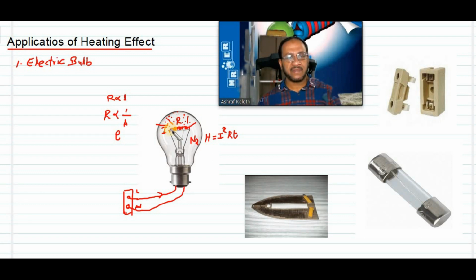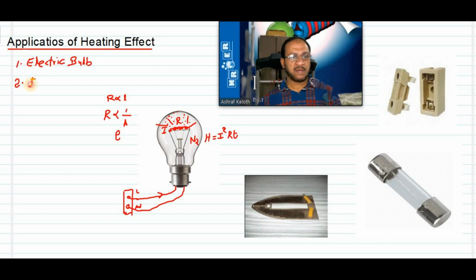An LED bulb has no filament like this. The working of an LED bulb is not based on Joule's heating. It is a semiconductor device, made of gallium arsenide semiconductor material, a PN junction diode. Then the second application is electrical heating devices like iron box, toasters, geyser, water heater.